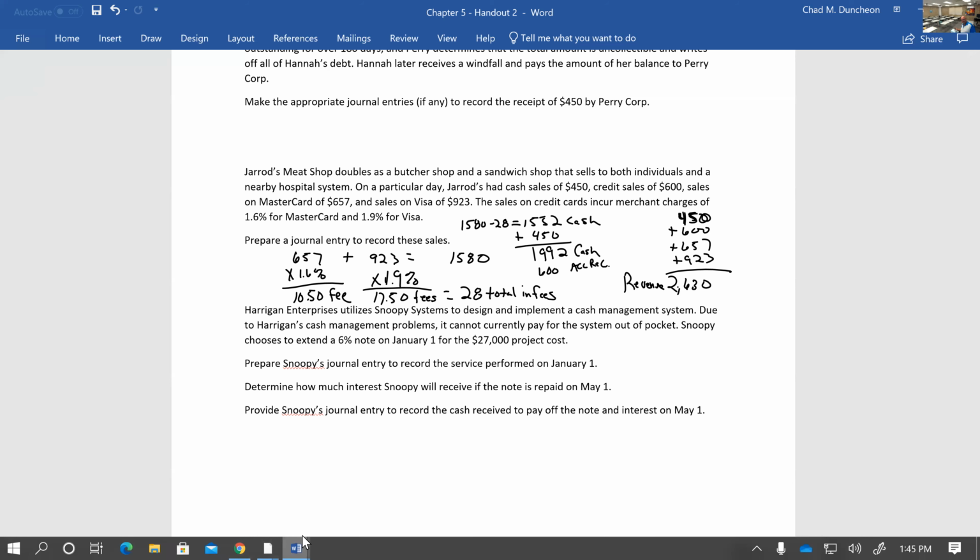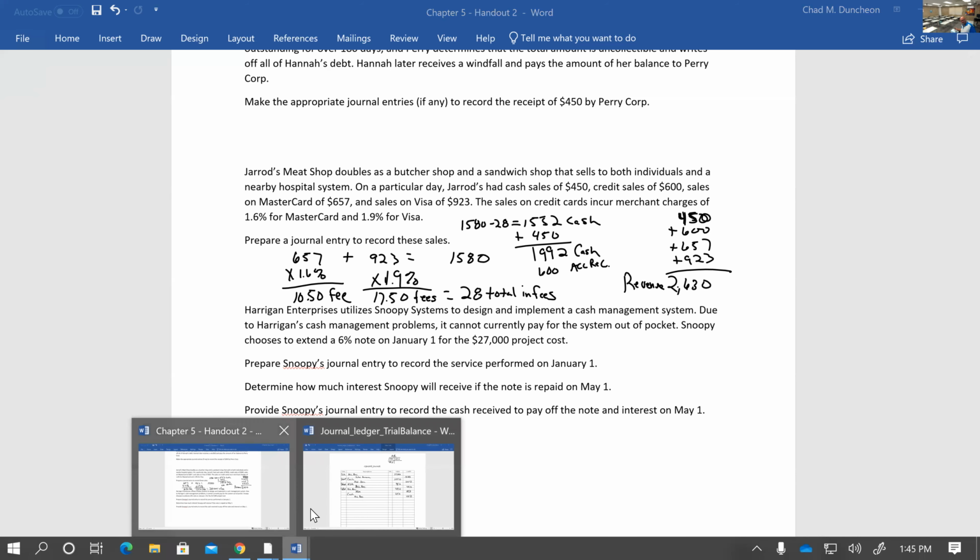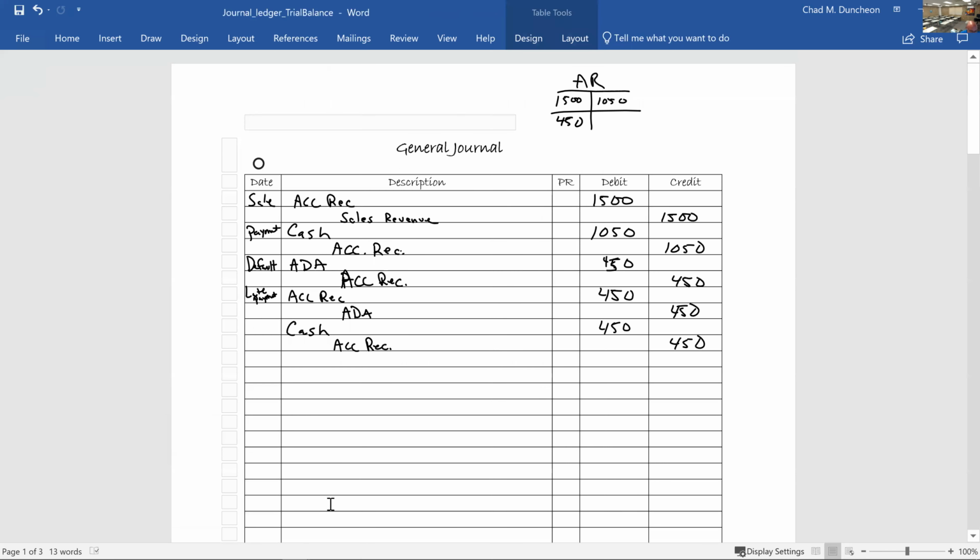So we can go plug these into a journal entry now. So our cash increased in 1992. Our accounts receivable increased by 600. And we had an expense. The service fees, those are a business expense. Expenses normal debit balance of $28.